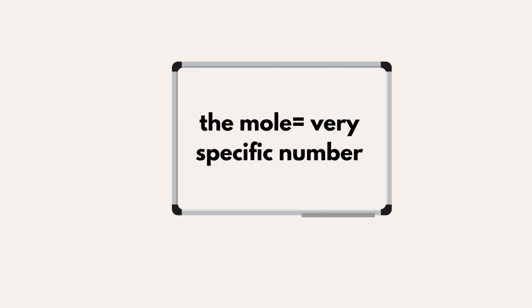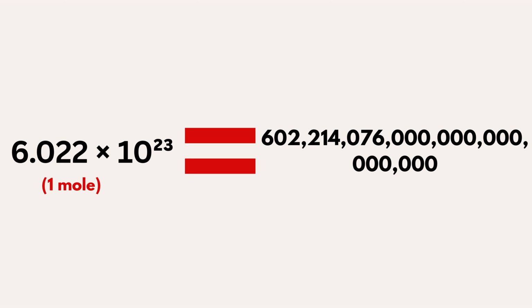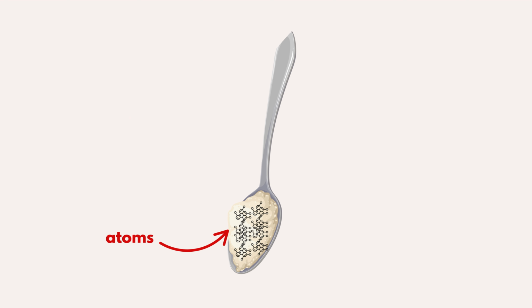A mole is just a name for a very specific number. 6.022 times 10 to the power 23. That's 602 quadrillion. Yes, that is a real number, not a password. But why that number? Because it's how many particles, like atoms or molecules, you find in 1 mole of a substance. A spoon of sugar contains over 10 moles of molecules.